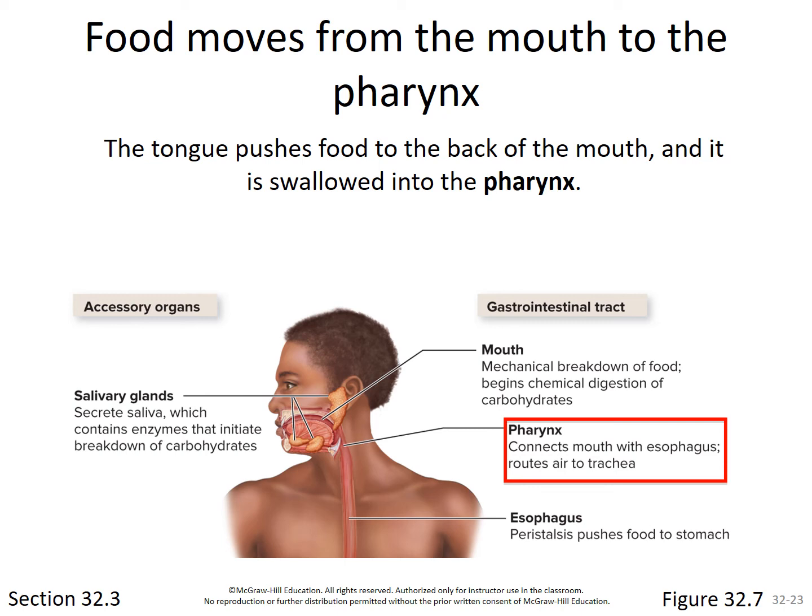So let's just take a look at what's here. The salivary glands are present, of course, in the mouth. They secrete saliva, and again, saliva is going to start chemical breakdown of carbohydrates. One thing I want to point out is that if you look at the diagram, the largest salivary gland is above and to the sides of the mouth, and tubes lead into the mouth from there. Basically, food goes into the mouth. The tongue will push food to the back of the mouth, and it gets swallowed into the pharynx.